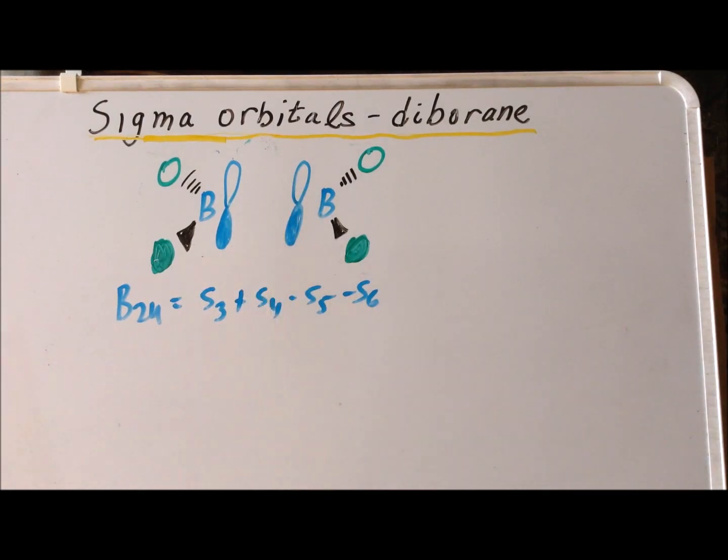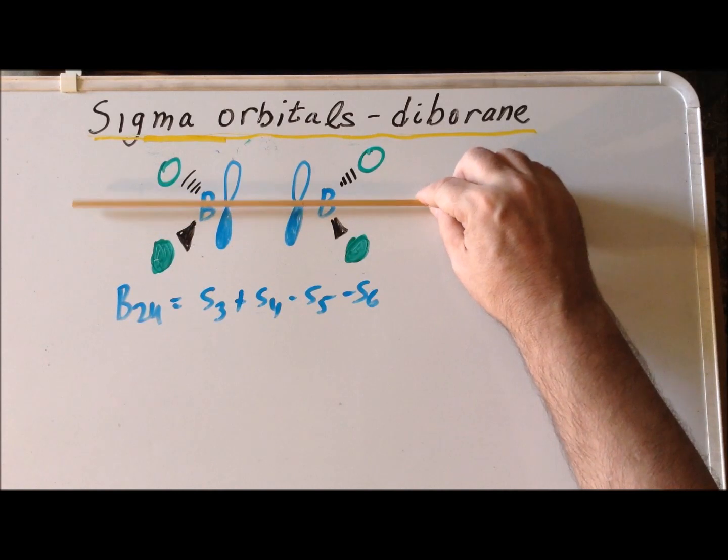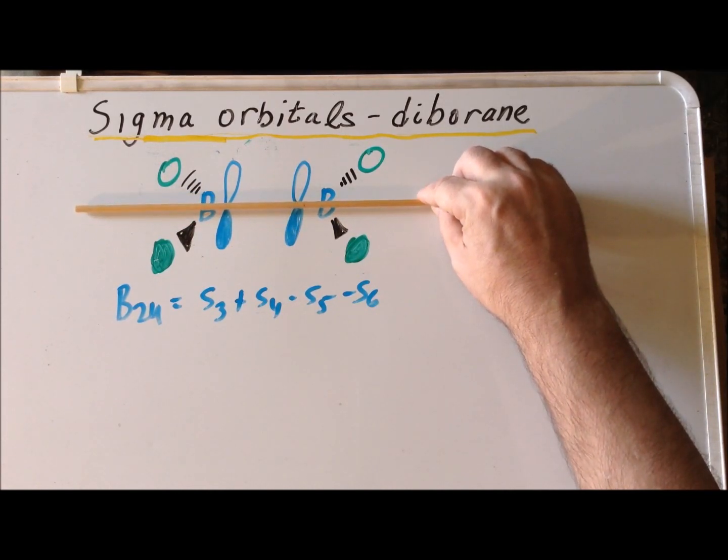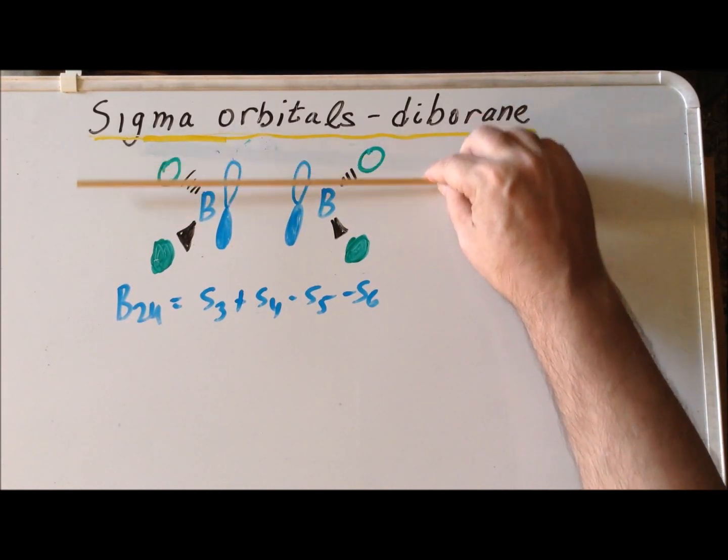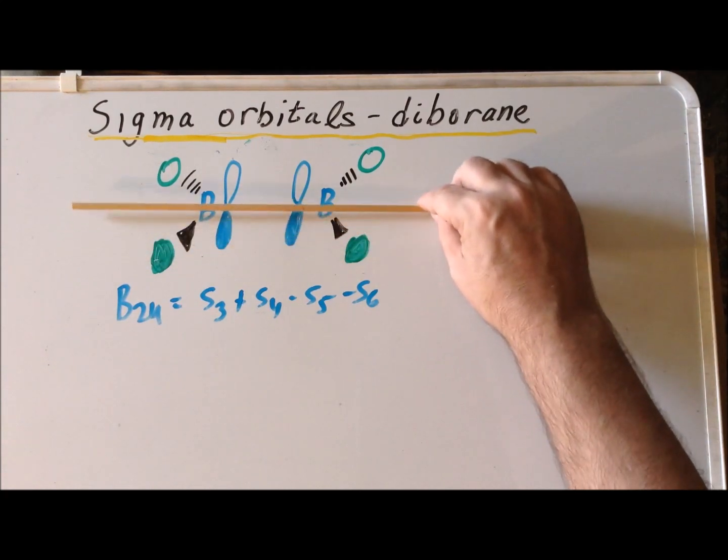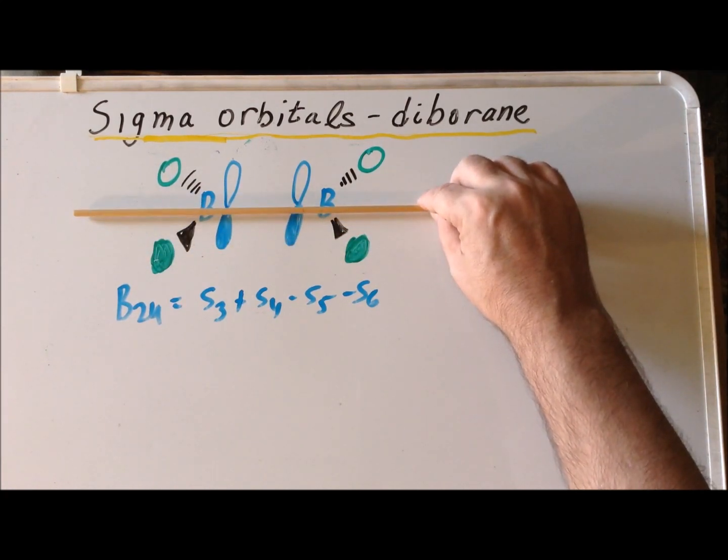Notice that S1 and S2 do not contribute to the B₂. And again, here notice that in a line going through the boron atoms, we go from positive phase through 0 to negative phase, so we have a node, a molecular node through there.